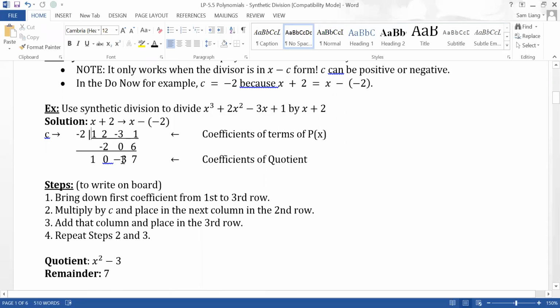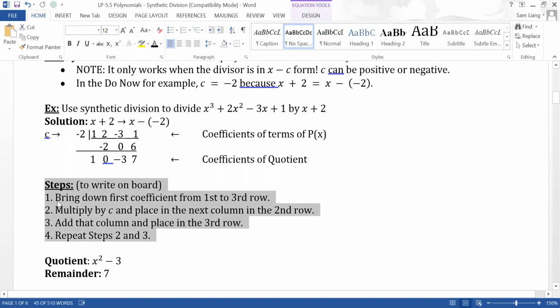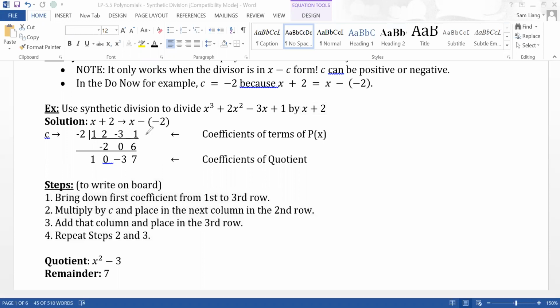All right, and here are the steps. I want you to copy this down in your notes also. This is important. Step 1 is bring down the first coefficient from the first to the third row. Rows are horizontal in mathematics, so this is row 1, this is row 2, this is row 3. Columns are vertical. That's always a given, so you just bring down the first number.